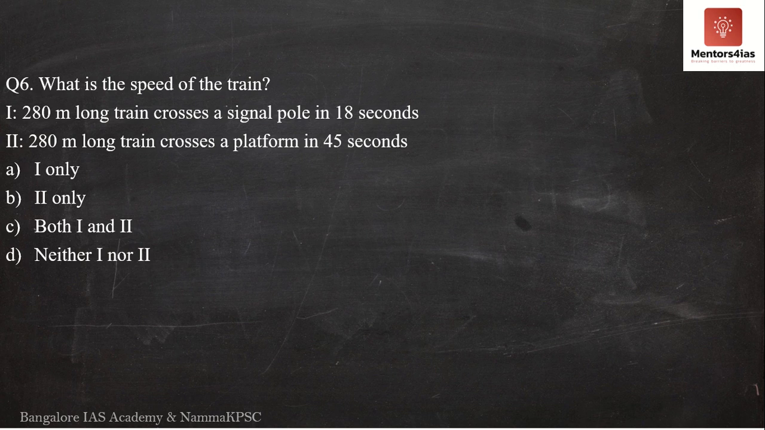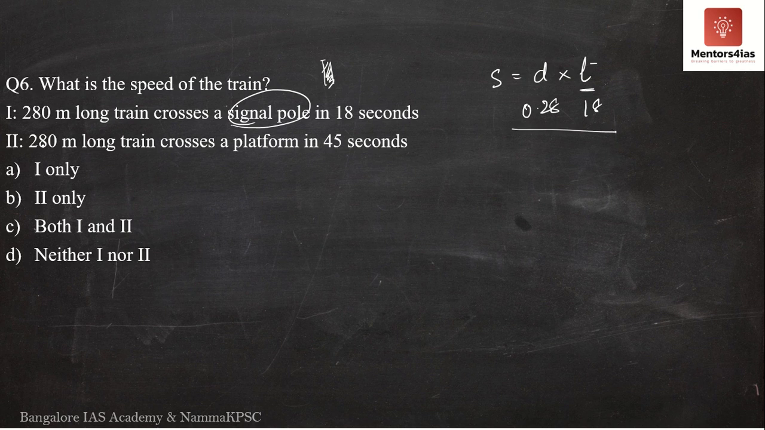Now, question 6 says, what is the speed of the train? It only says, what is the speed of the train. The first statement says it is a 280 meters long train which crosses a signal post in 18 seconds. So in order to determine speed, I need distance by time. If you take the first statement, a 280 meters long train crosses a signal pole in 18 seconds. Do I have time? Yes, it is 18 seconds. Do I have distance? Yes, it is the length of the train itself. A signal pole will not have considerable length. It is negligible. Therefore, speed is nothing but distance by time. We are able to find out the speed of the train.